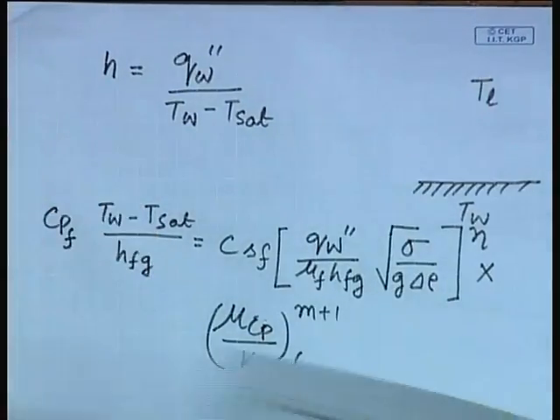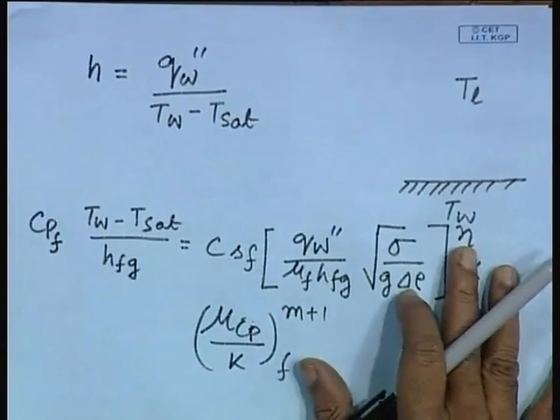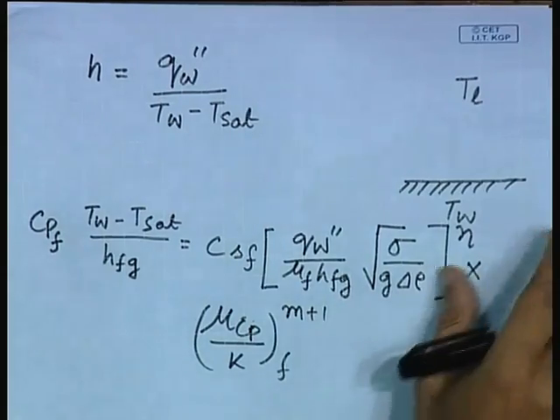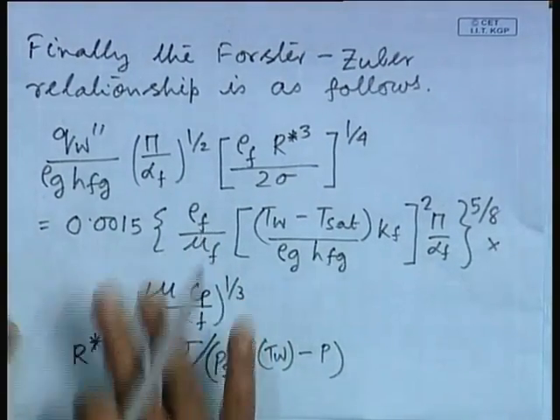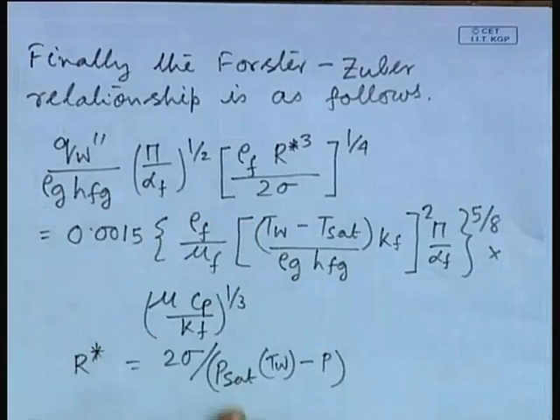So, in this Rosenow correlation, we had a term CSF, and this term CSF is not determined by some theory, but we have got it mainly from experiment, and the CSF values are tabulated or listed for different solid fluid combinations. In this case also there is some sort of a numerical constant 0.0015, but this has come from the derivation itself. This is not plugged in from some other source.